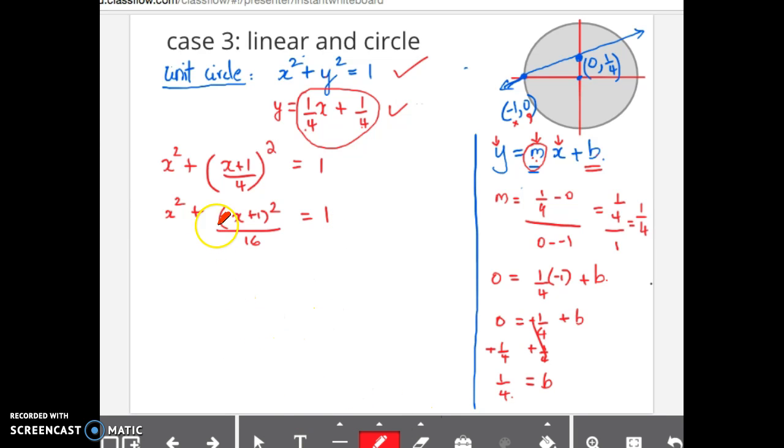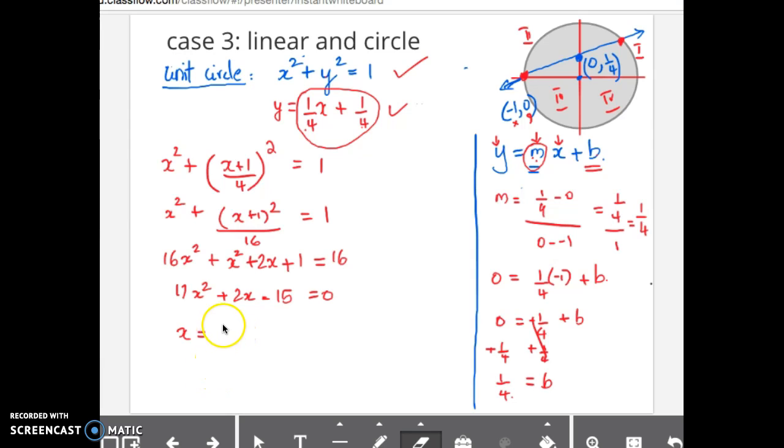Now to get rid of the fraction, I'm multiplying throughout by 16. So 16x squared plus, expanding this using (a plus b) the whole squared, I get x squared plus 2x plus 1, is equal to 16, and the 16s cancel. And here also you multiply by 16, you get it like this. Combining like terms and rearranging, I get 17x squared plus 2x. Subtracting 16 on this side, I get minus 15 is equal to 0.